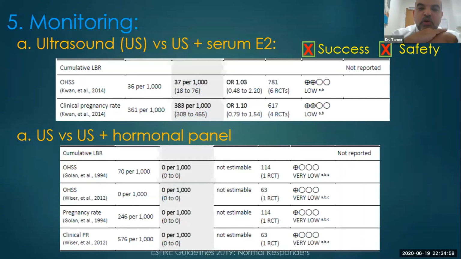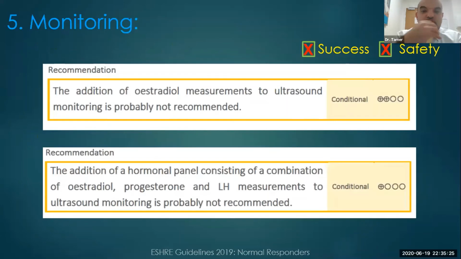Ultrasound versus a full hormonal panel. Some colleagues in some centers would do serum estradiol, LH, progesterone, and sometimes more, and do this even in every single monitoring visit. No evidence that this improves either the clinical pregnancy rate or the ovarian hyperstimulation syndrome risk. It doesn't make it safer. So there is no evidence that this should be used.